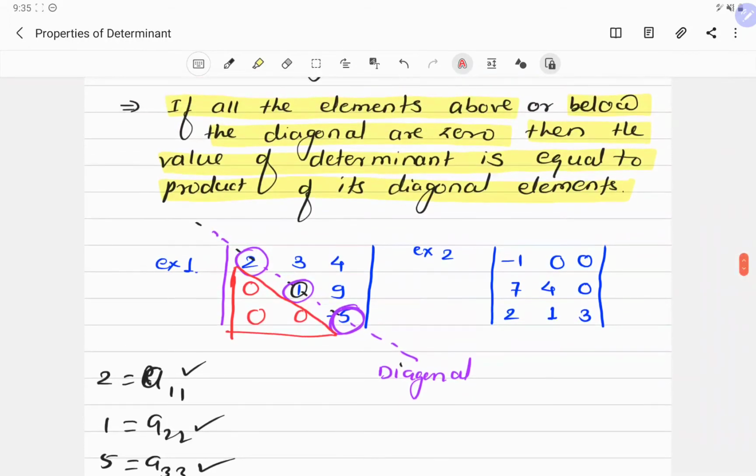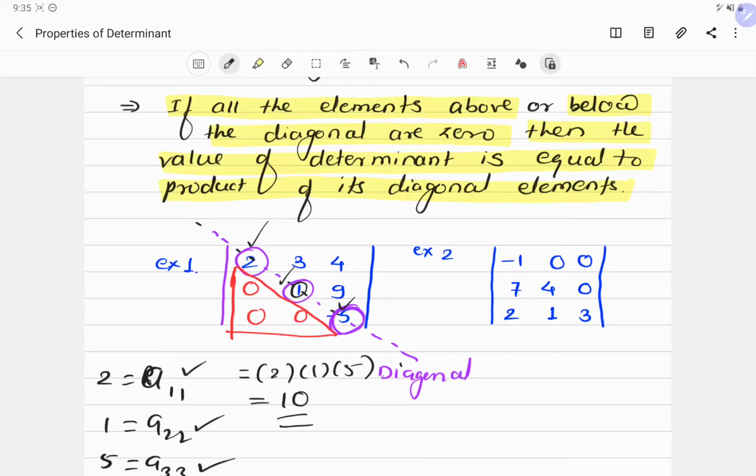And as per this property, if all the elements above or below the diagonal are 0, then the value of the determinant is always equal to the product of its diagonal elements. So now, according to this property, the final answer is always a product of these diagonal elements, meaning the final answer is 2 into 1 into 5, that is, the final answer is 10 for this determinant, right?